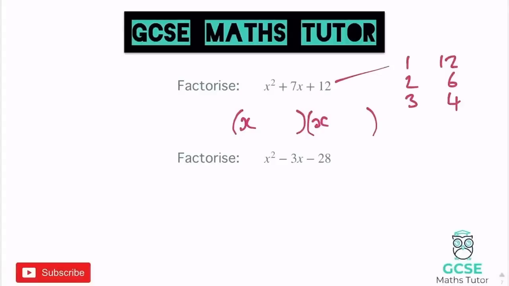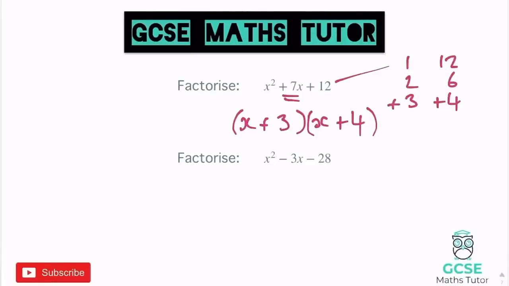We just need to have a look at these numbers there because we've got a 7x in the middle, so they have to add up to make 7x. So 1 and 12, there's no way I can make 7. 2 and 6, I could either make 8 by adding them together, or I could make 4 or minus 4 if I do a minus with one of them. So I'm not going to make 7, but I can make it with 3 and 4. I can have plus 3 and plus 4, and that would make 7.